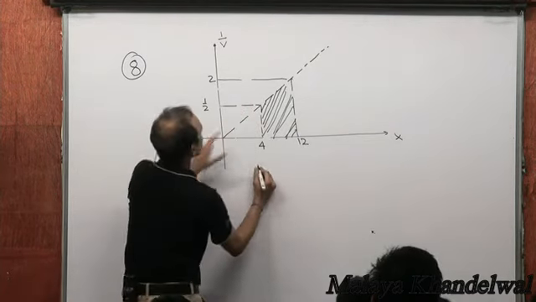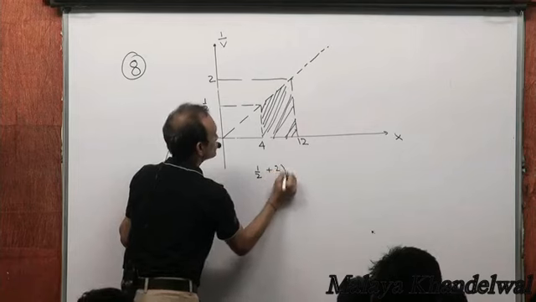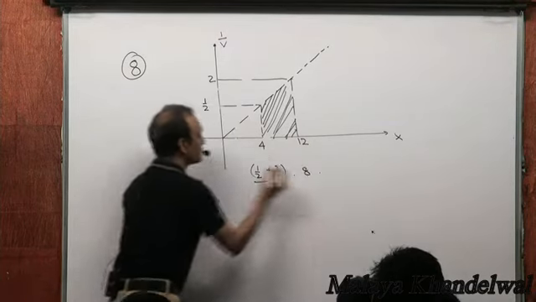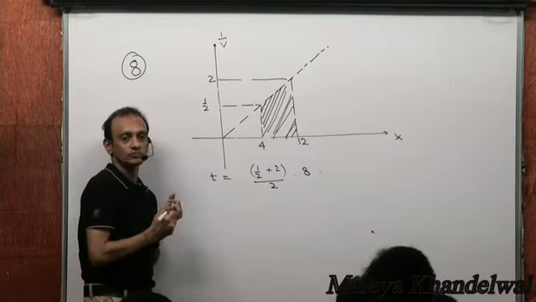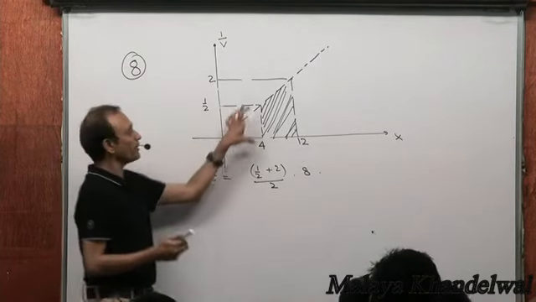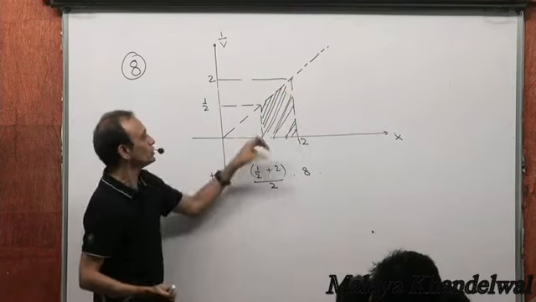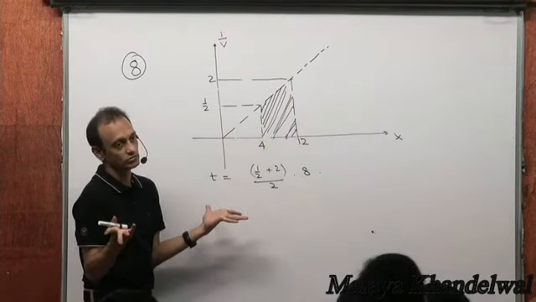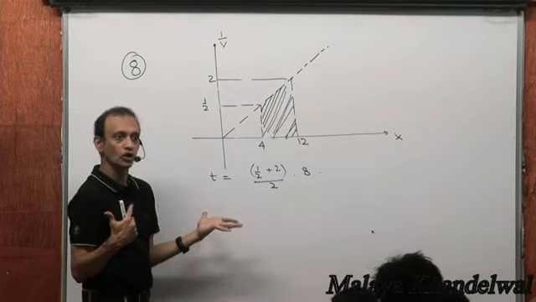Average of parallel sides, half plus 2 by 2, that's the average of parallel sides, into the distance between them, 8. That will be the time taken. Yes or no? Average of parallel sides, half plus 2 by 2, into the separation, 8 units. That's going to be the time it took. Right? Stand by. All of you got this right? Yes.